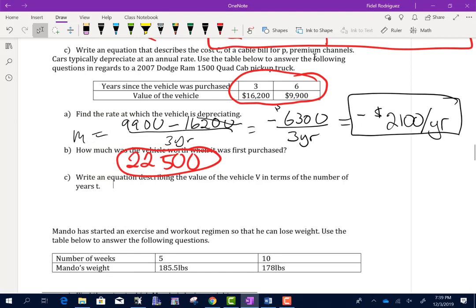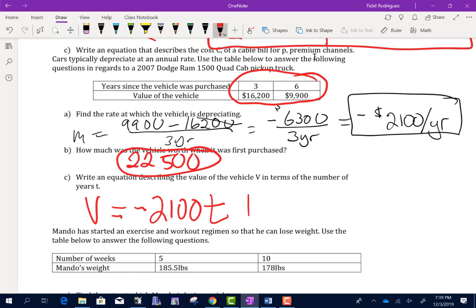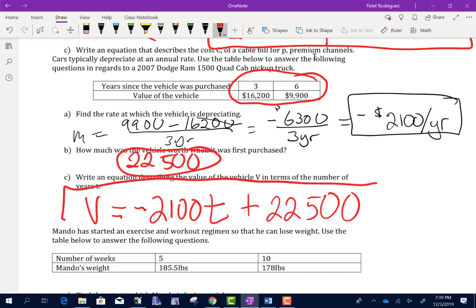Okay. Now, the question says, write an equation describing the value V in terms of the number of years T. So what's the value of the truck? Well, the value of the truck is going down $2,100 every year for every year T, plus, what was it worth when we first got it? $22,500, right? Boom. And there you go. Okay. All right.